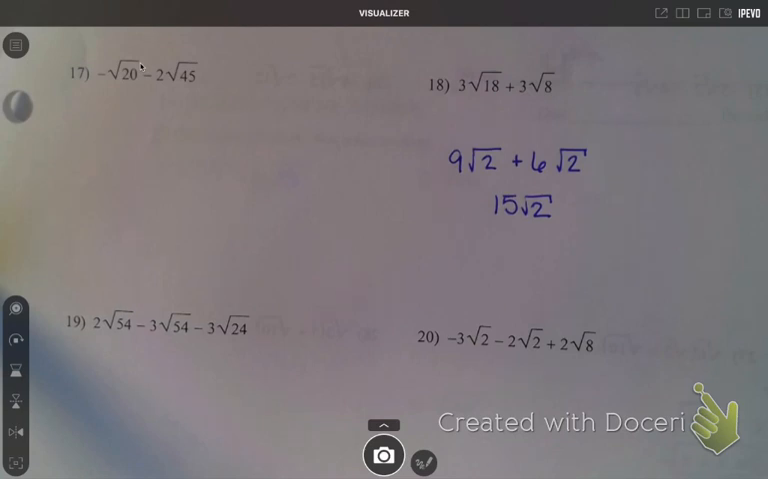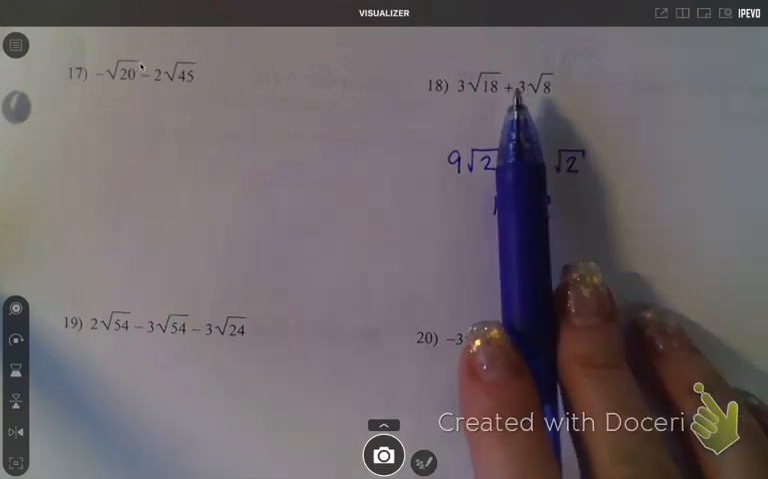Something can go into 18 too. 2 and 9. I got 2 and 9, but I got 2 and 4 for the next one. So I'd have to add the other 3 to this 3 with the 18. No, they're 2 individual problems until they're all simplified.